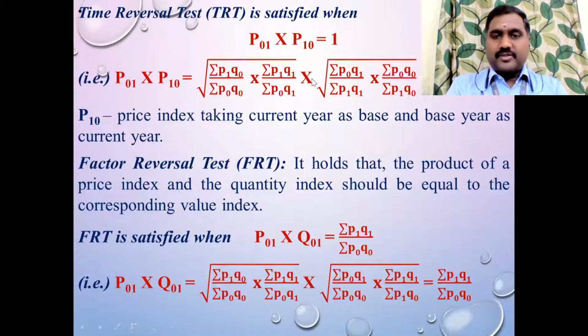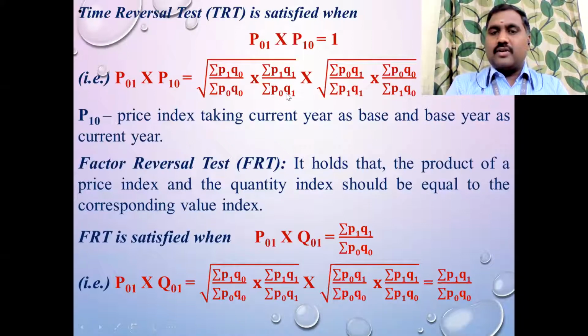I'm just moving my cursor. See that P0 Q1 is there, no? In that, it should come in the numerator. P1 Q1 should come in the denominator. Similarly, see this one. P0 Q0 should be in the numerator. P1 Q0 should be the denominator.